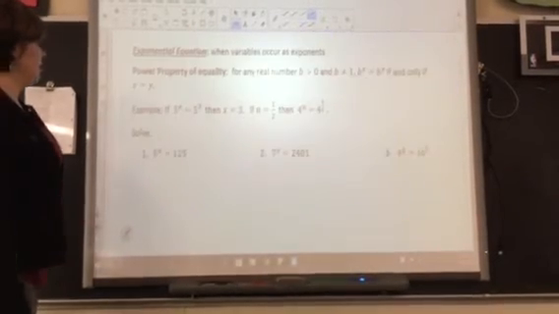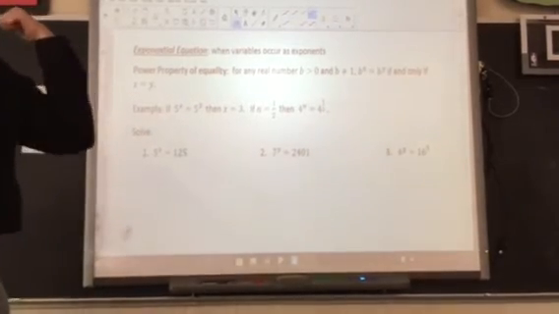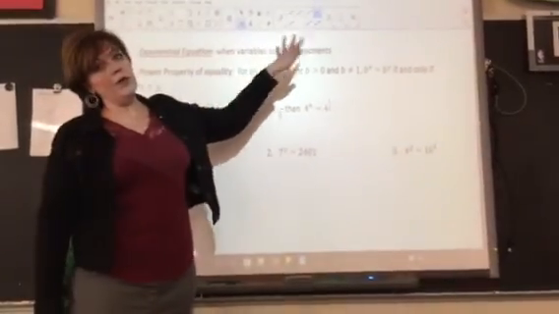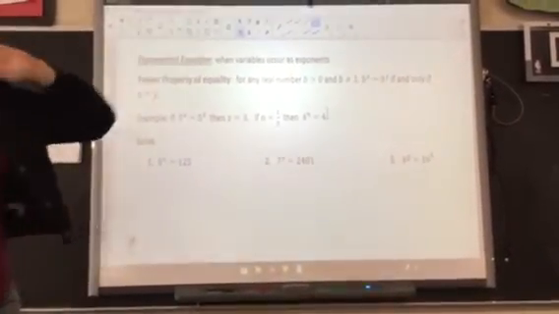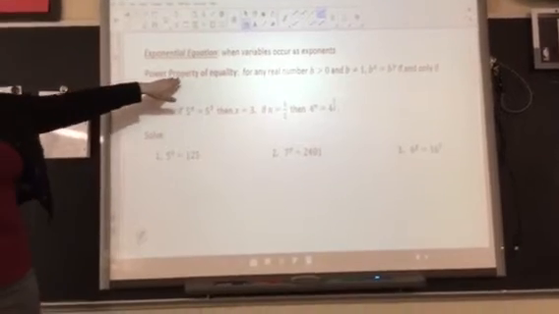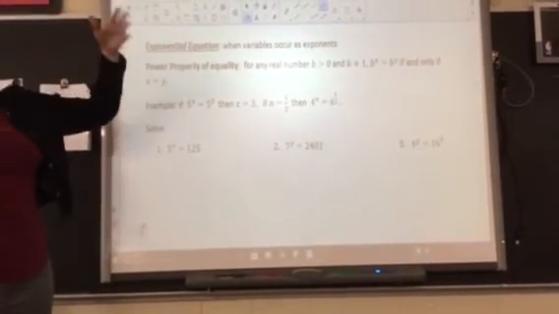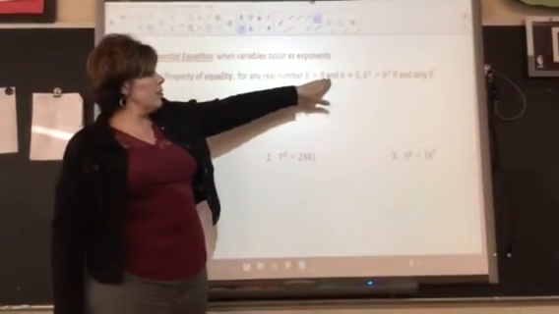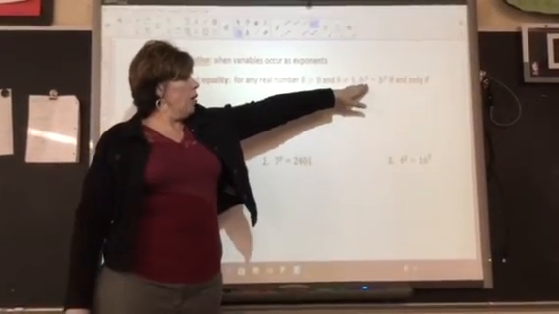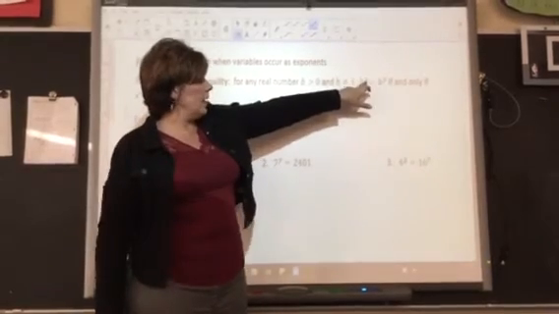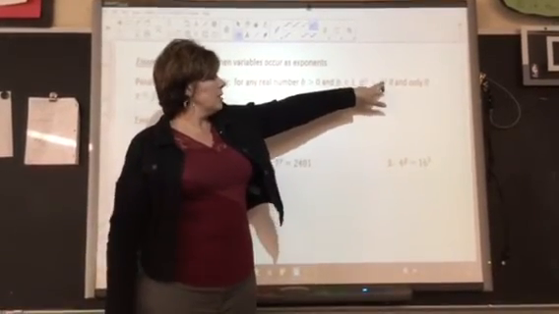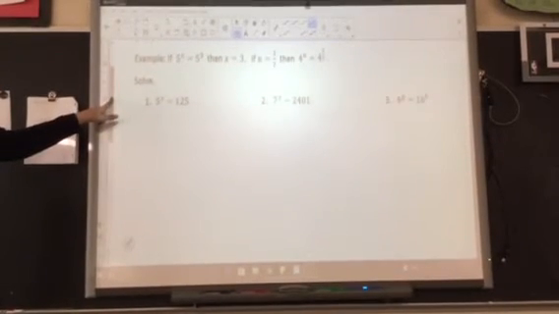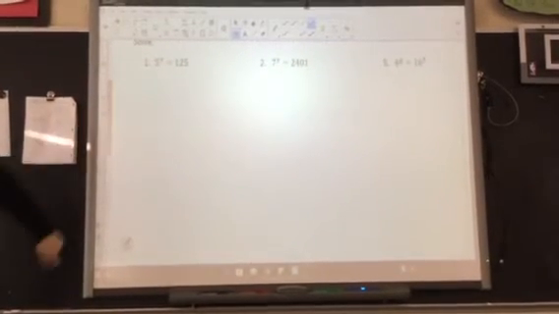Okay, let's look at this. What about exponential equations? This happens when there's a variable in the exponent. So the power property, remember, just lets us distribute that power, right? Well, for any real number, as long as b is greater than 0, and b doesn't equal 1, so these can't be zeros or ones right here. B can't be a 1, and the exponents can't be zeros, b to the x equals b to the y if and only if x equals y. So what does that mean? Here we go.